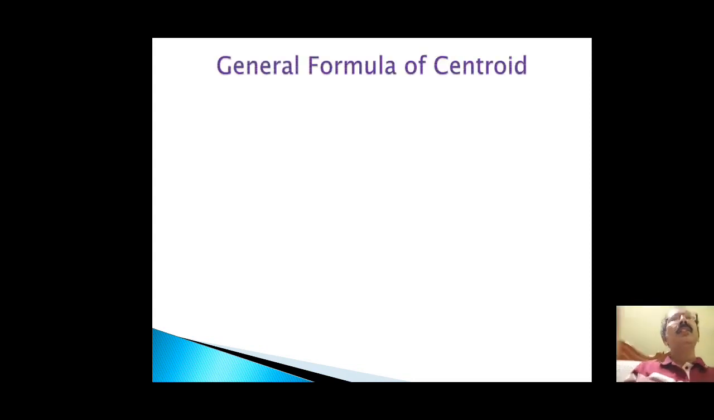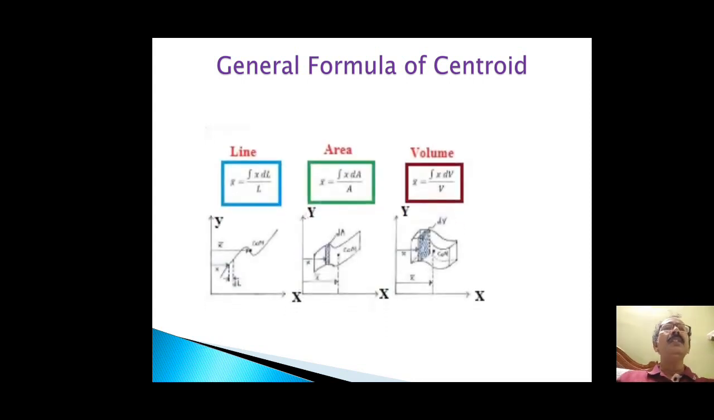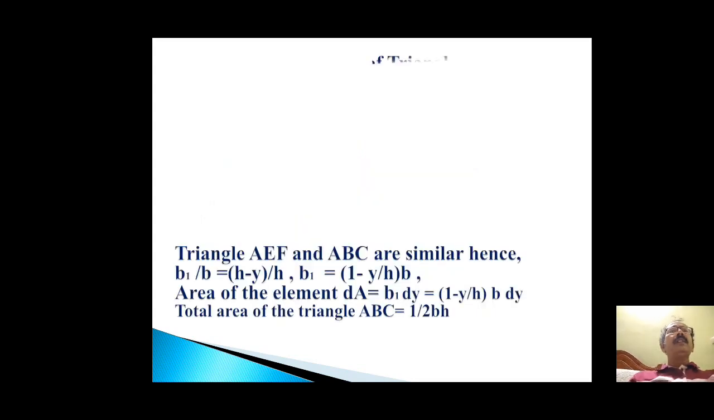Now, the general formula of centroid. In the case of a line, x bar is nothing but integration of x dL by L. In the case of area, x bar is integration of x dA by A. And in the case of volume, x bar is integration of x dV by V.